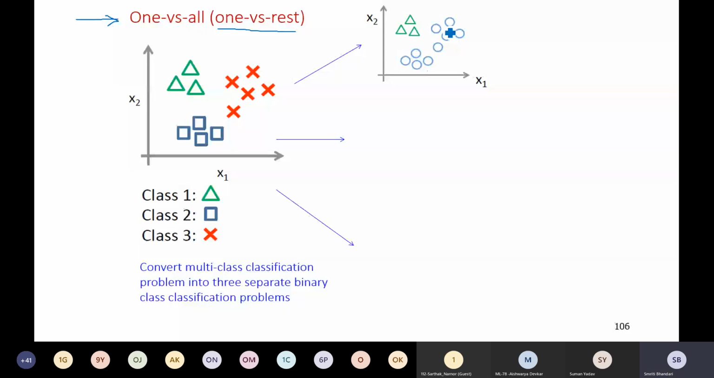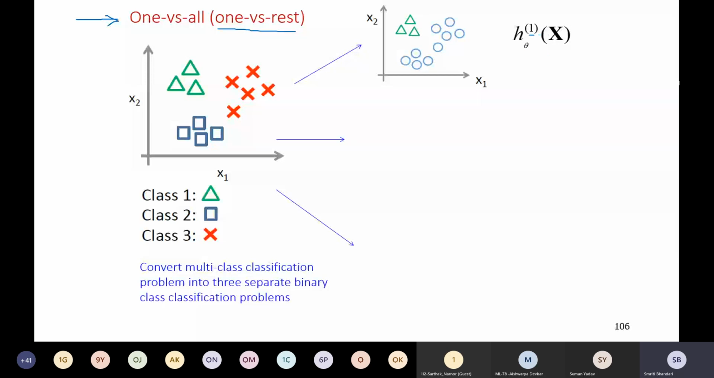Now, once I consider such a problem, applying logistic regression, it is possible for me to come up with some decision boundary. That hypothesis or decision boundary is defined by this expression h theta x superscript 1. So this is the hypothesis for my class 1.